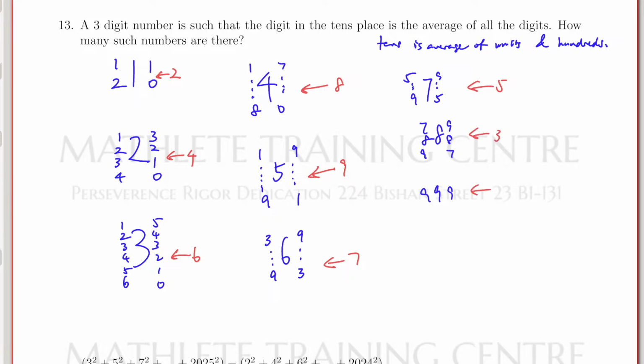So by listing out all the cases here, we can see actually the sum is just going to be the sum of all these red numbers, which is 1 plus 2 plus 3 all the way to 9. There are exactly 45 such numbers in this question.